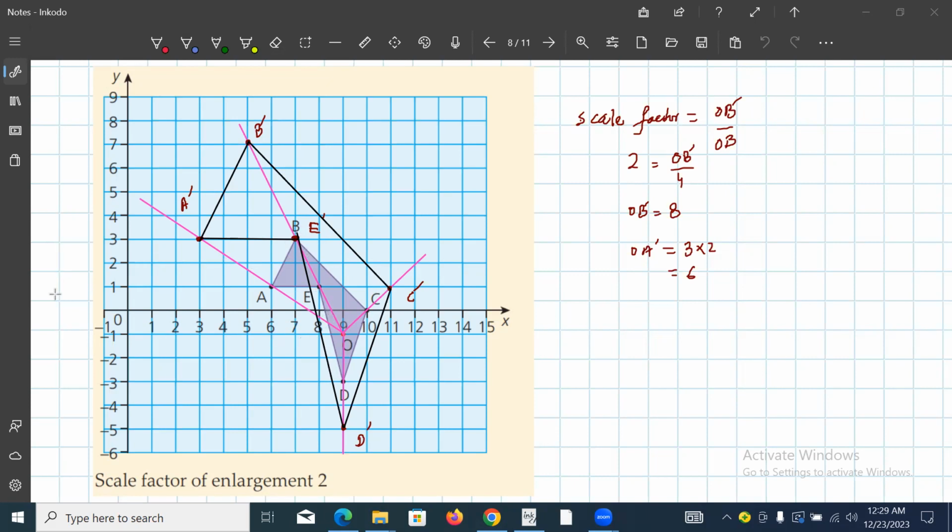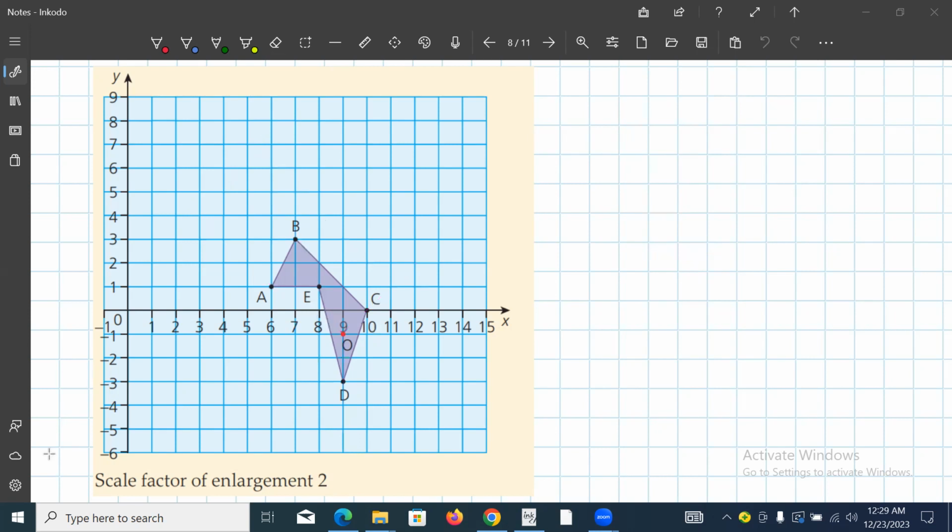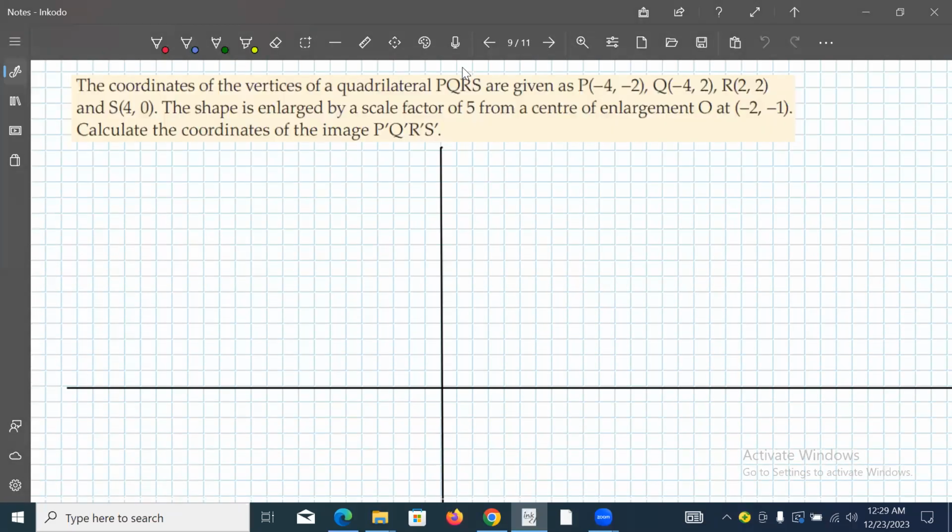Now we will solve one question that is a little bit different. We have to plot first, and after plotting, we will try to find the enlargement. The enlargement is a little bit big, as you can see here. In this question, the coordinates of the vertices of quadrilateral PQRS are given as P, Q, R, and S. The shape is enlarged by a scale factor of 5. So scale factor 5 is pretty big, from a center of enlargement. The center of enlargement is given.